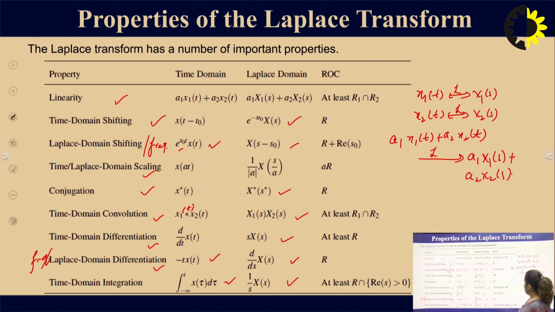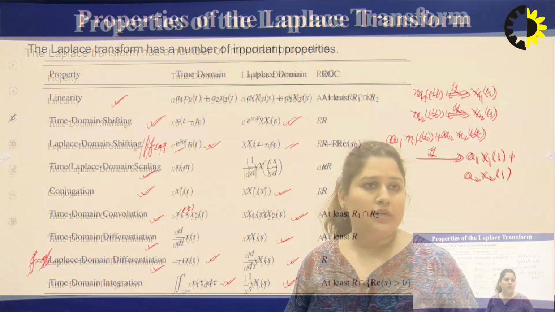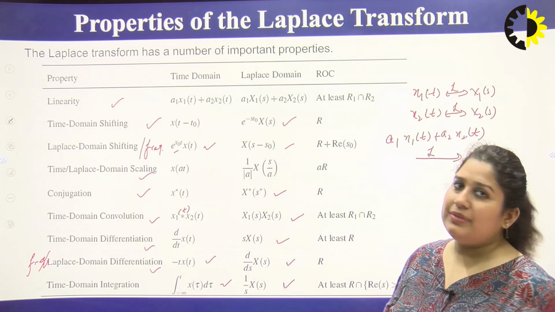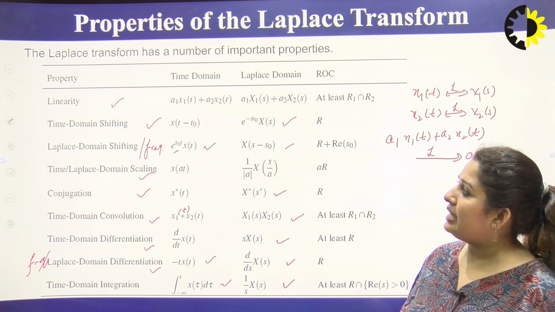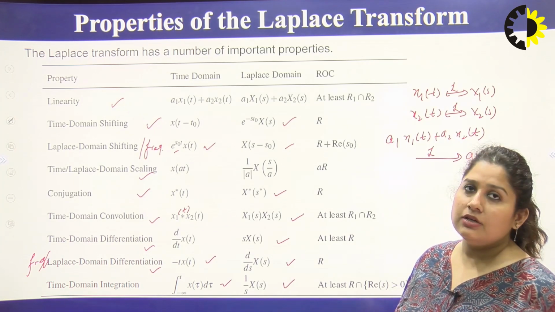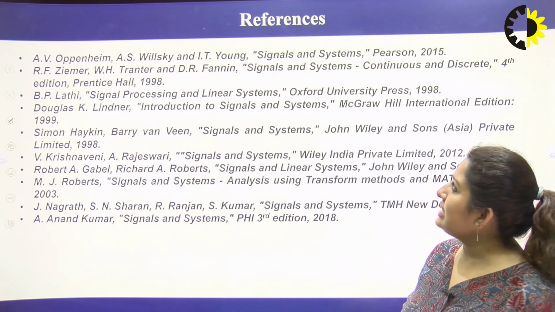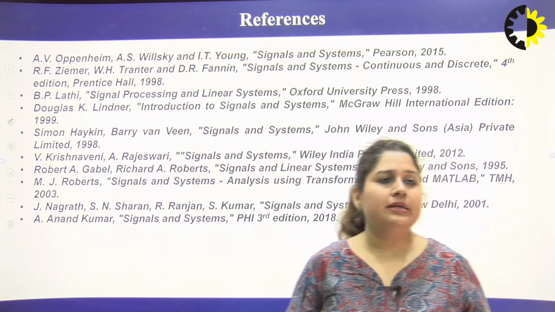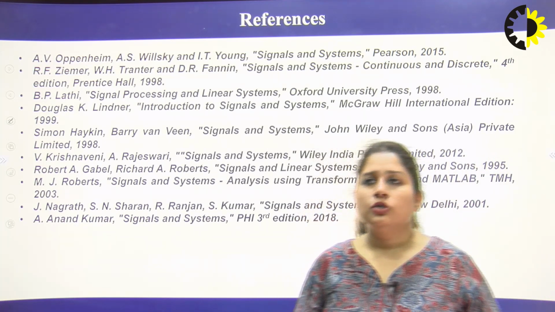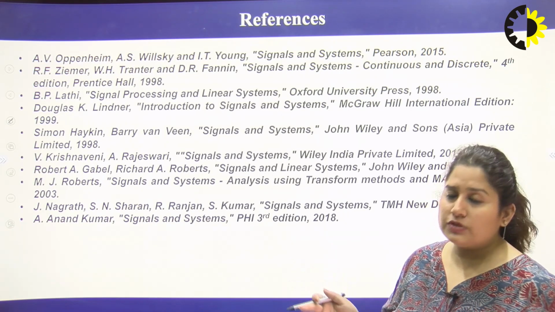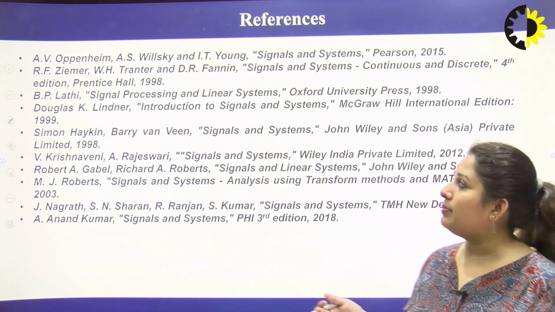We use all these properties for solving numerical problems of the Laplace transform, and they help very much because they save time. Since we know the Laplace transforms of the basic signals, we can easily find the transforms of complex signals using these properties. These are the references for the Laplace transform; we can use these books to read more about it.